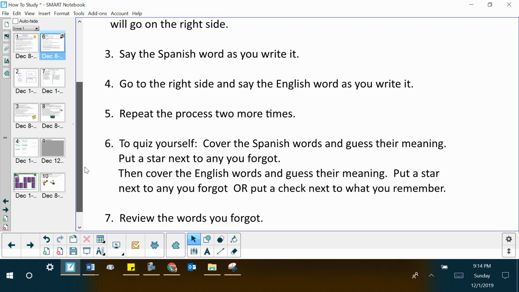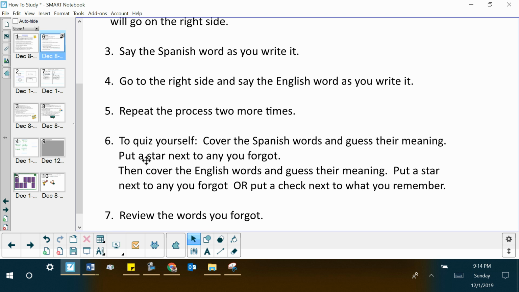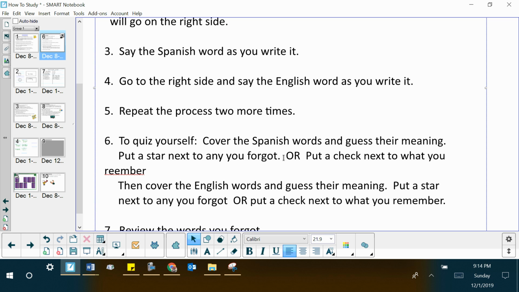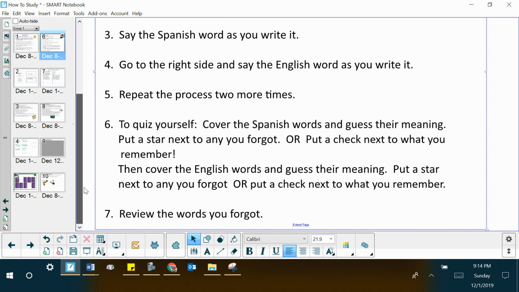Now, how do you check yourself? You quiz yourself. You cover the Spanish words and you guess their meaning. Put a star next to any you forgot, or put a check next to what you remember. There's nothing wrong with being positive. Then you cover the English words and you guess their meaning. You put a star next to any you forgot, or a check next to what you remember. You need to review the words you forgot. You don't need to review the words you remember.